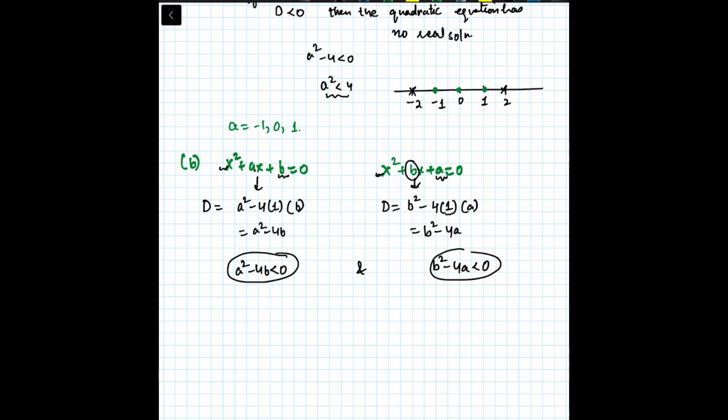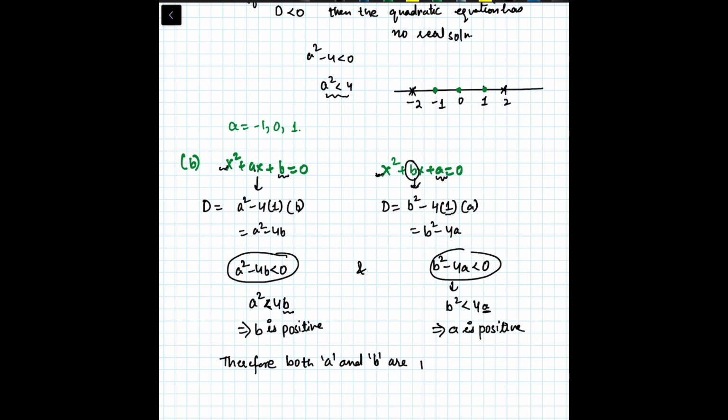What you can do here is try your algebra. Here a square is less than 4b and here you have b square less than 4a. From here you can see that 4b is greater than a square. That implies b is positive. And similarly here a is greater than b square divided by 4. So this implies a is positive, right? Therefore both a and b are positive.